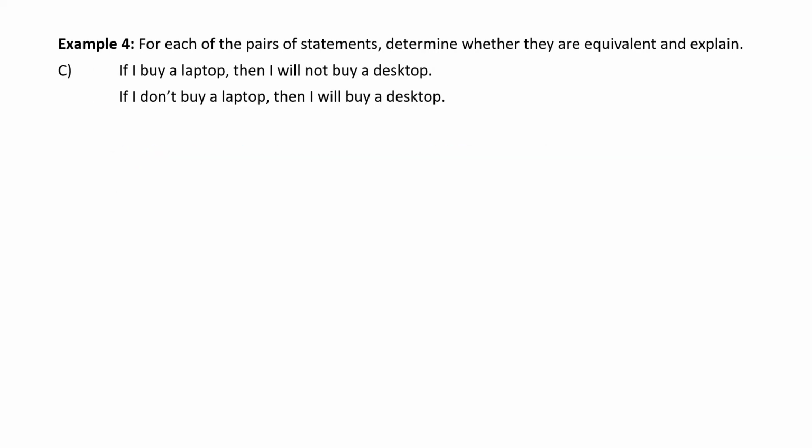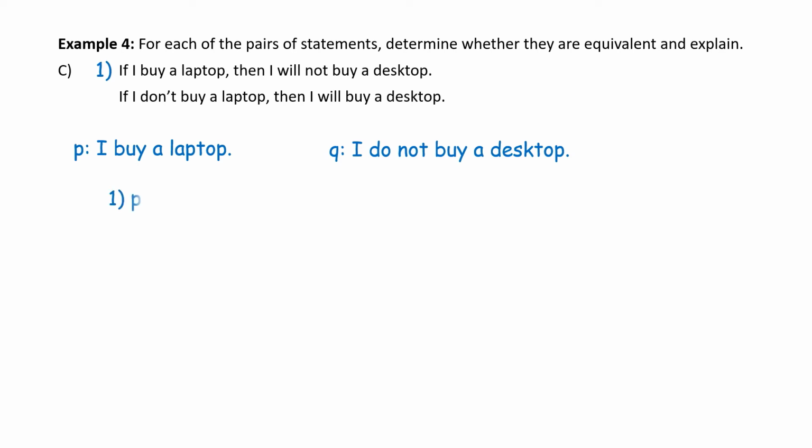C. If I buy a laptop, then I will not buy a desktop. The second statement is, if I don't buy a laptop, then I will buy a desktop. Let's give symbols so we can write this symbolically. I'll let P be the statement, I buy a laptop. Then Q will be my statement, I do not buy a desktop. Notice that in this statement, I left the negative in there. Symbolically, for the first statement, that's just P implies Q.